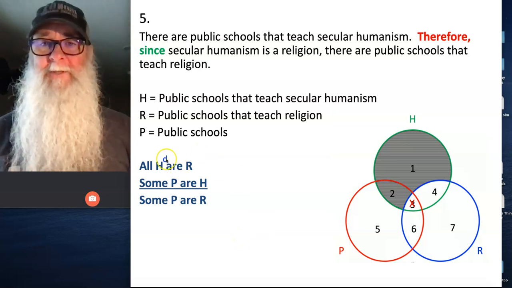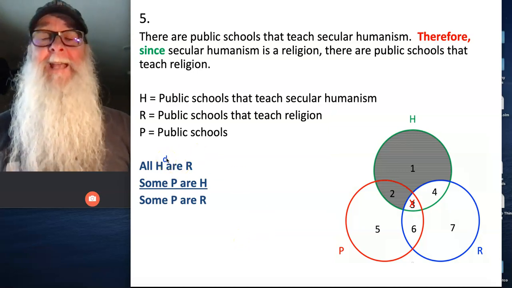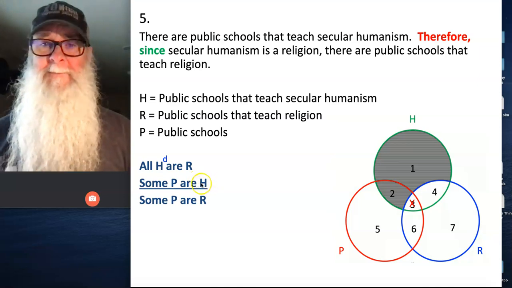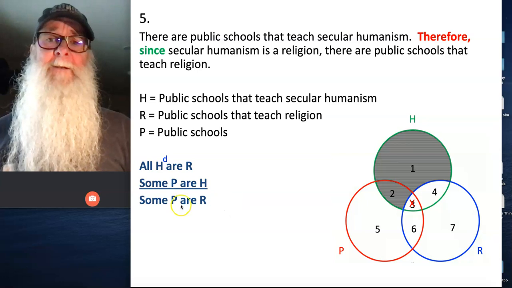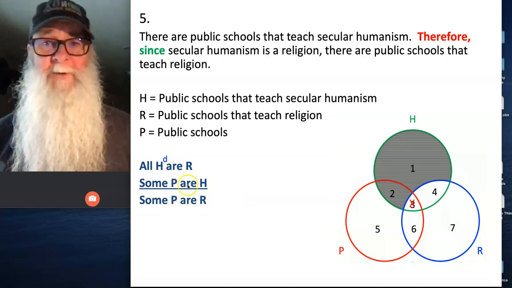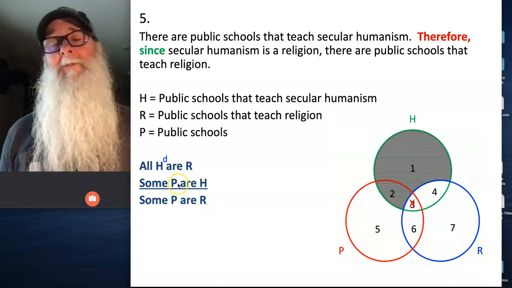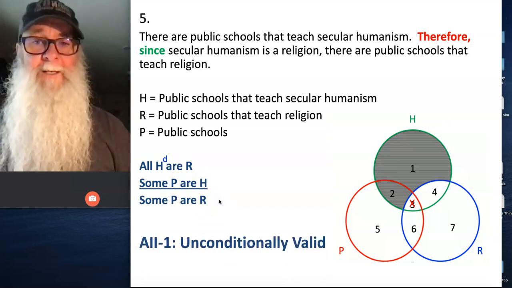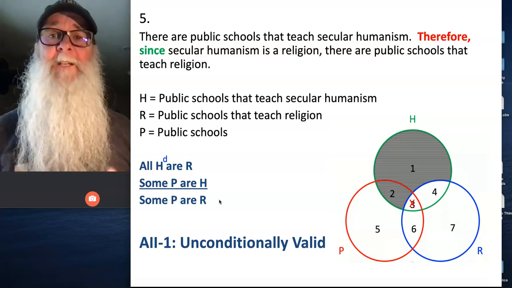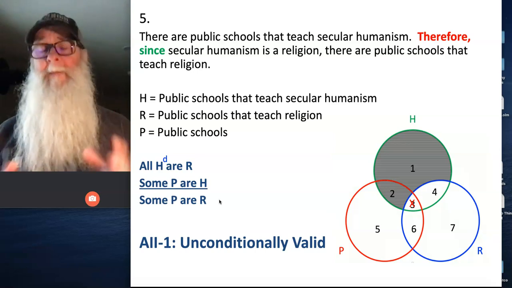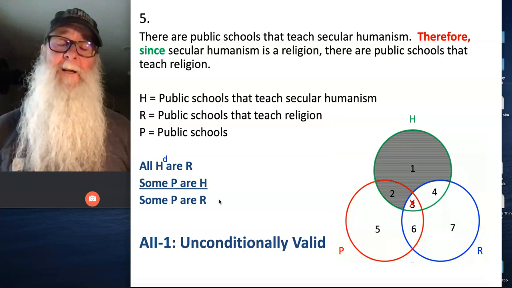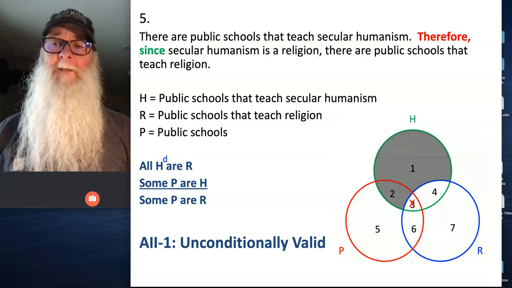We have only one term distributed. It's the subject of the first premise. It just so happens to be the middle term, so we've satisfied the first rule of categorical syllogisms. We don't have anything distributed in the conclusion, so rule number 2 doesn't apply. We don't have any negative statements, so rules 3 and 4 don't apply. And we don't have two universal premises, so rule number 5 doesn't apply. That indicates this argument in the form of AII figure 1, or maybe yours is AII in figure 3, is an unconditionally valid form of argument.